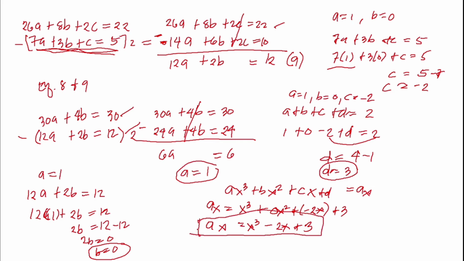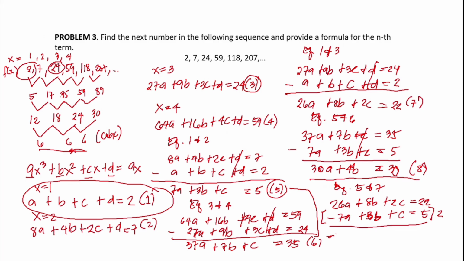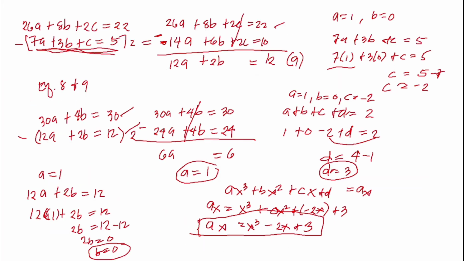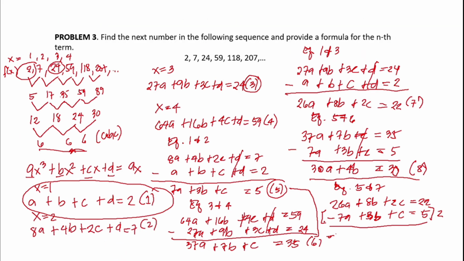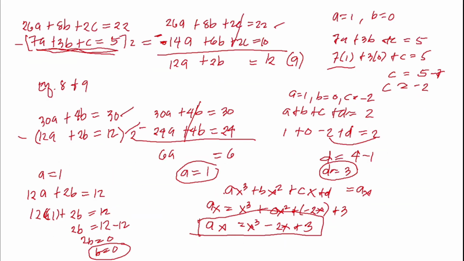So the question here is to find the next number and the nth formula. So this is our nth formula, or the xth formula, or x or n is the same. Any variable will do. By the use of the 7th term, we need to find the next term because this is the 6th term. So we need to have the 7th term.